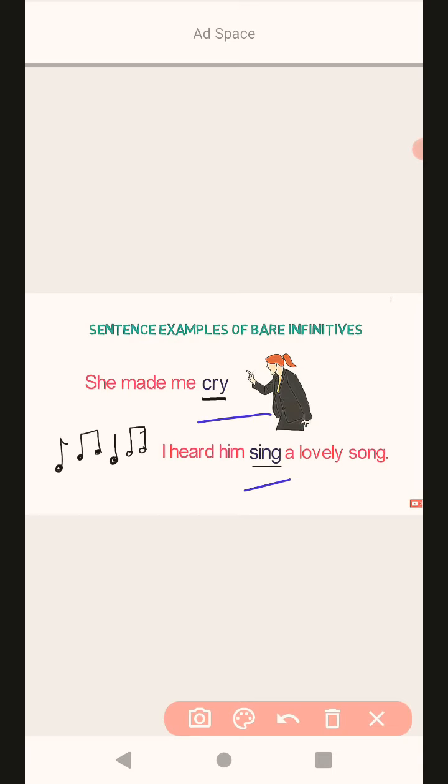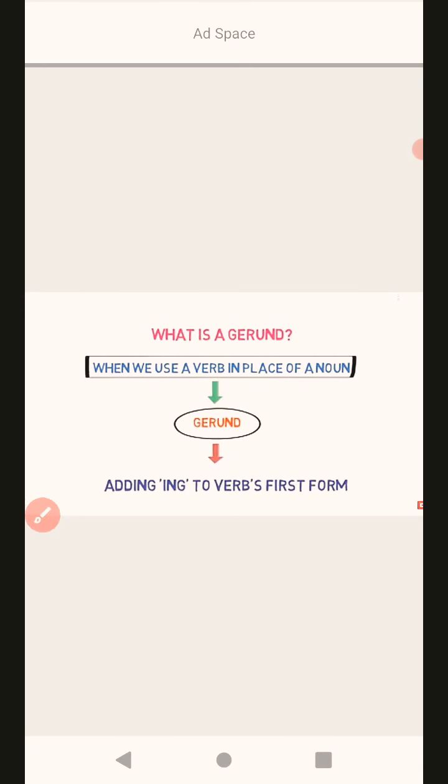They do not change according to the tense, number, and person. Fine, children. Now after infinitive we have gerund. Gerund, children, is formed by adding ing to verb 1 and it is used as a noun in a sentence.